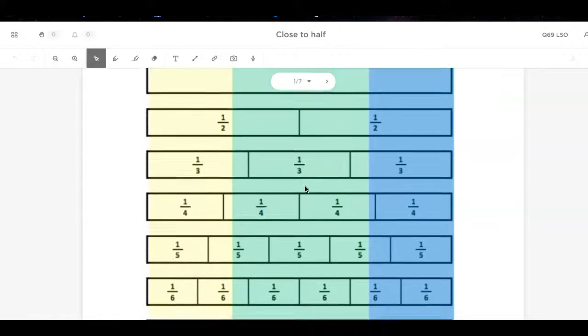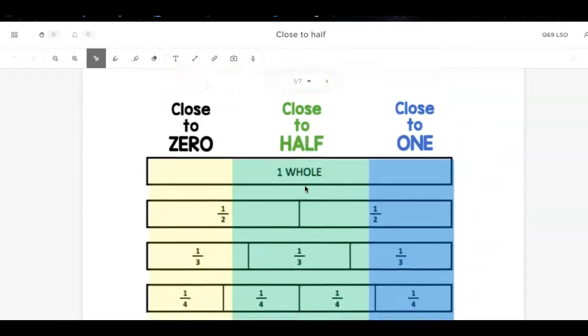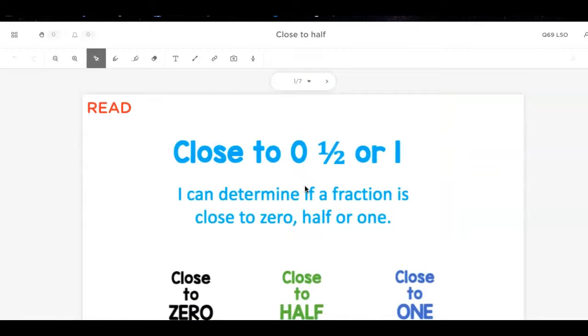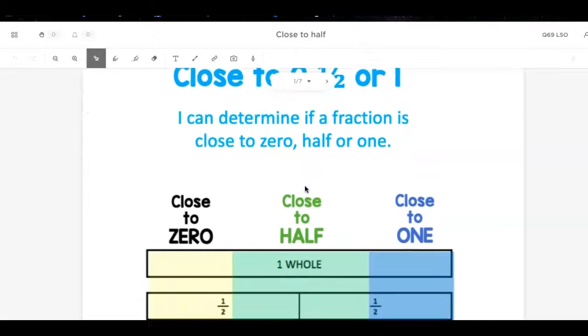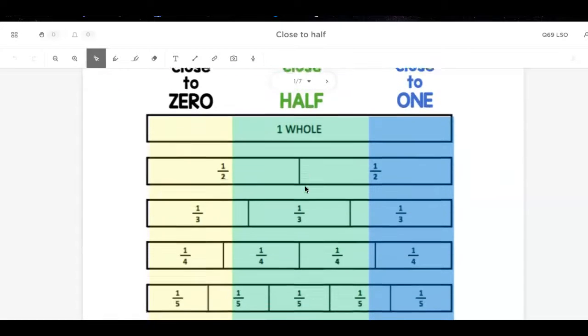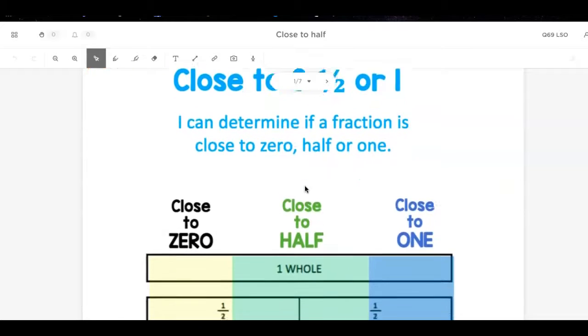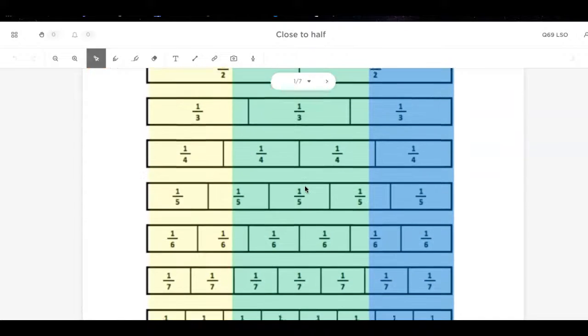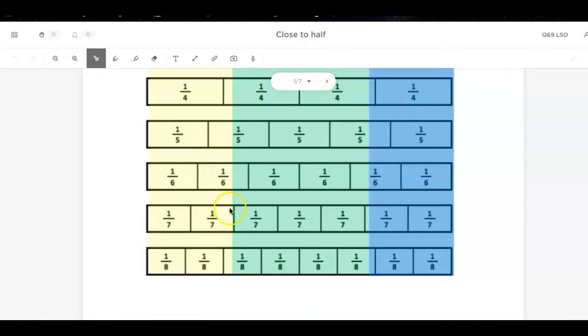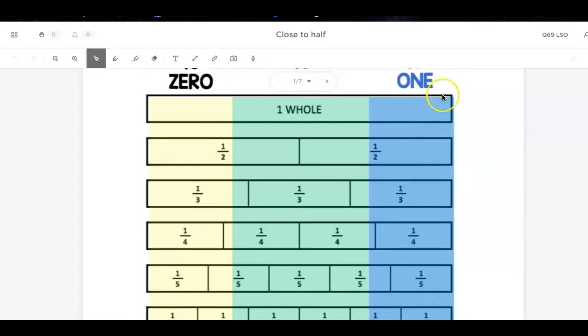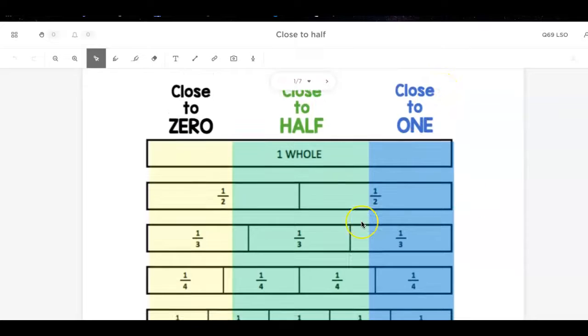And there's going to be different slides for you to look at. And sometimes you're going to have to read something, or you're going to have to write something, or it's going to be a drag and drop activity. So this is just what the cover looks like. And the activity is close to 0, half, or 1. So we're going to determine whether fractions are closer to 0, closer to the middle, half, or closer to 1, being almost the whole thing.